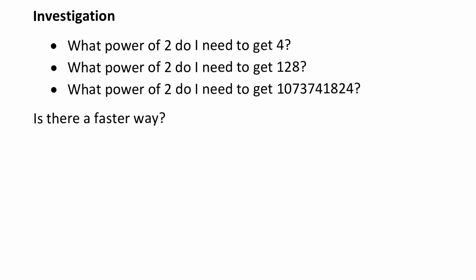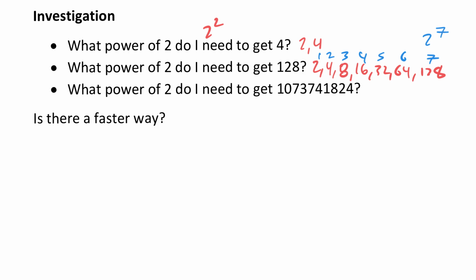Now, if you count by powers of 2, you start with 2, 4. Oh, 2 to the 2 is 4. Okay, what power of 2 do I need to get 128? 2, 4, 8, 16, 32, 64, 128. So that's going to be 1, 2, 3, 4, 5, 6, 7. Oh, I need the power 7, 2 to the 7.